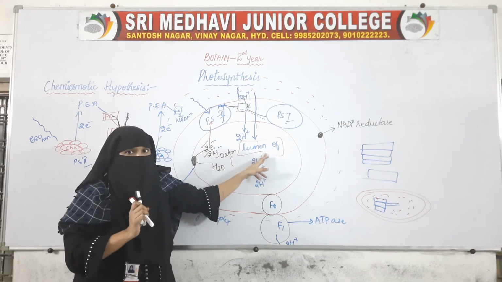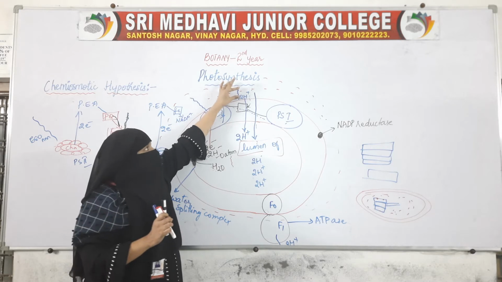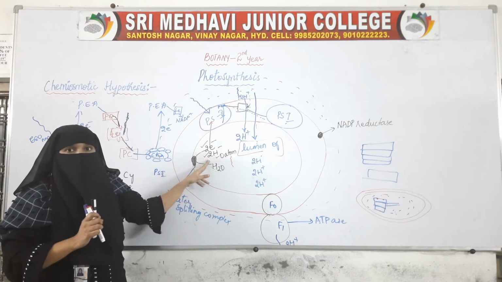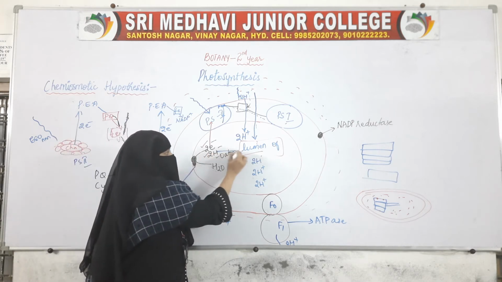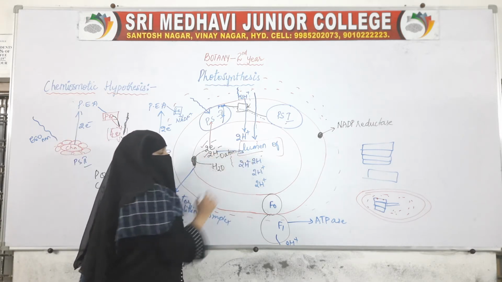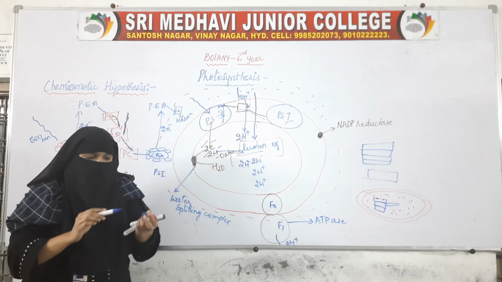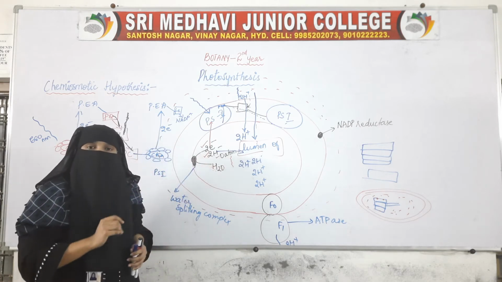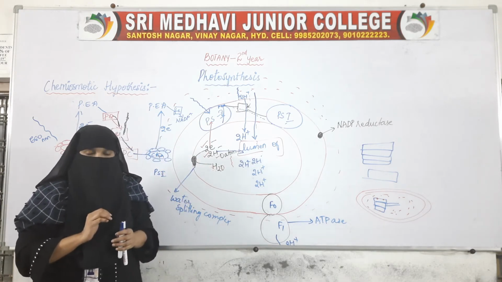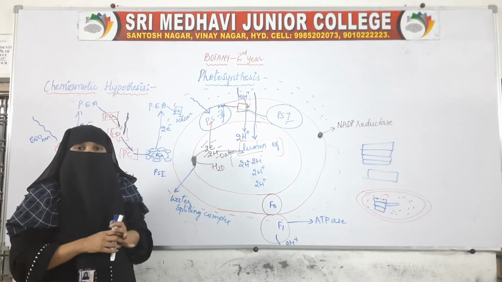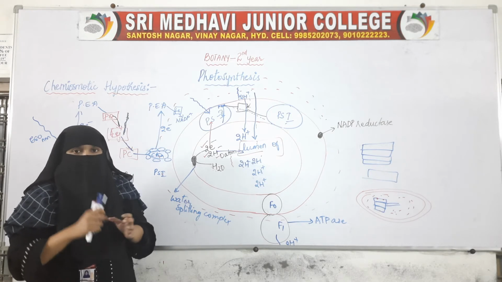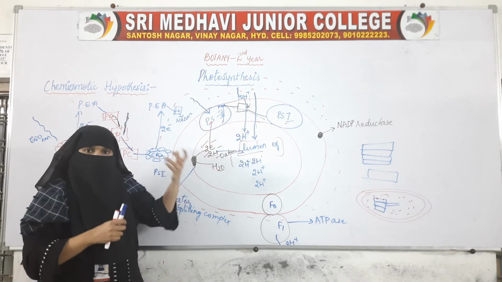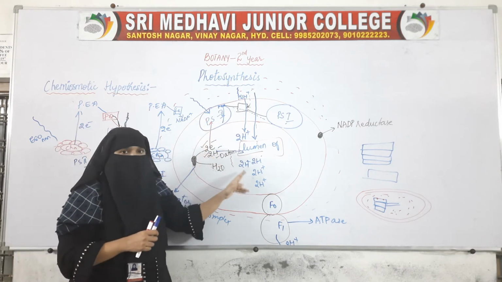Okay, two things are happening. First, protons from the stroma are entering into the lumen, and with the split of the water molecule, these protons are also in the lumen. Now inside this lumen, the proton concentration is very high. How is it high? Because electron is moving there and oxygen is being evolved. The only thing remaining is proton.